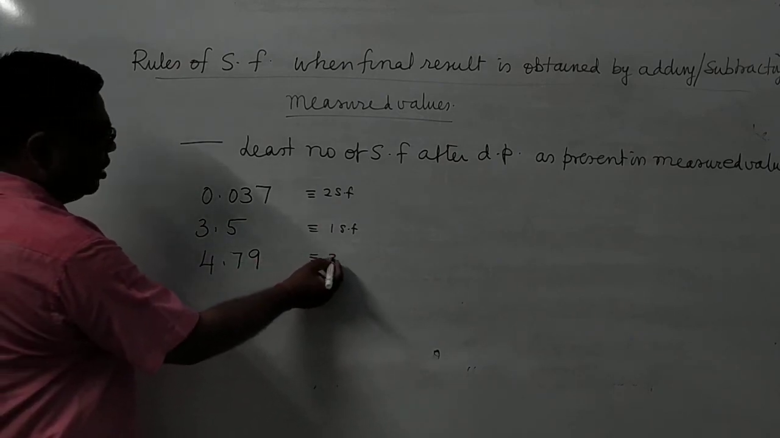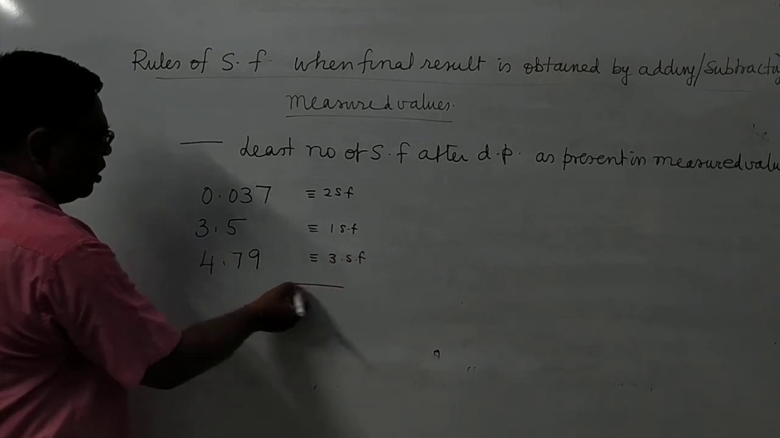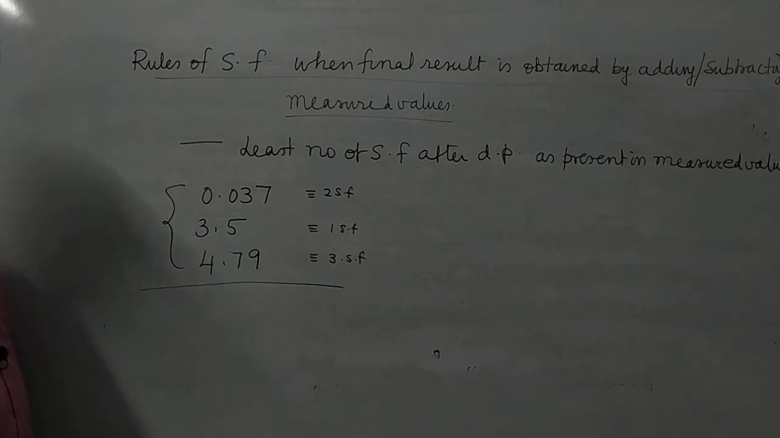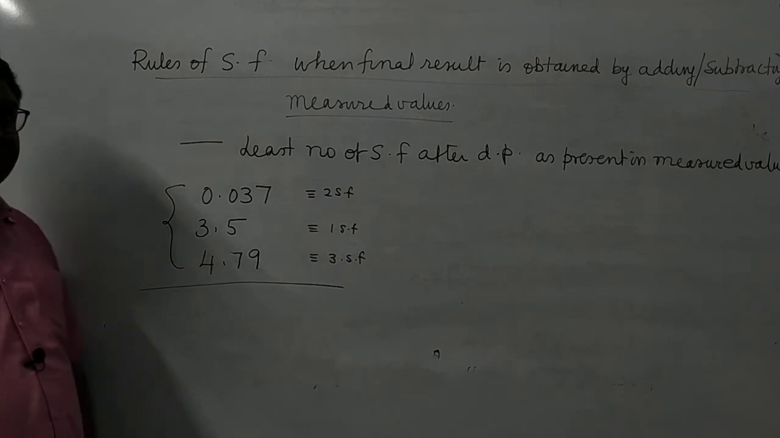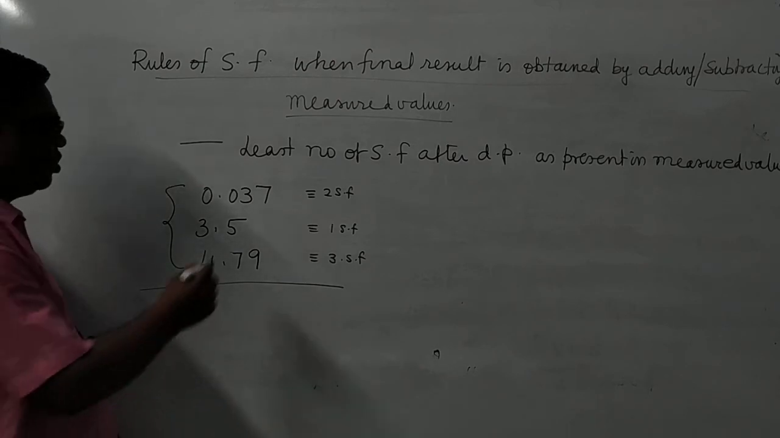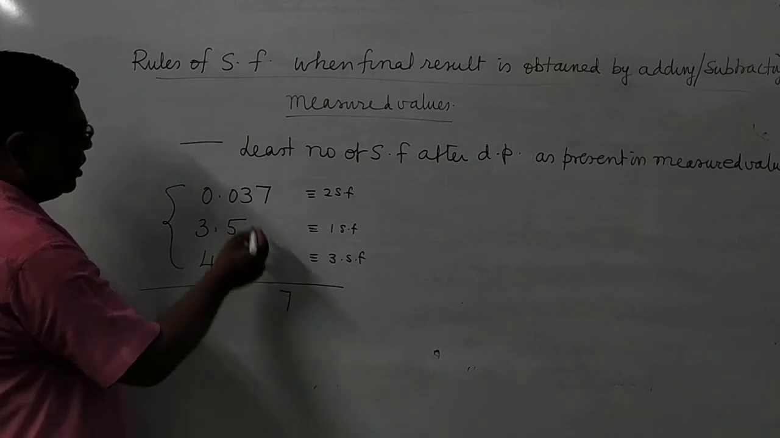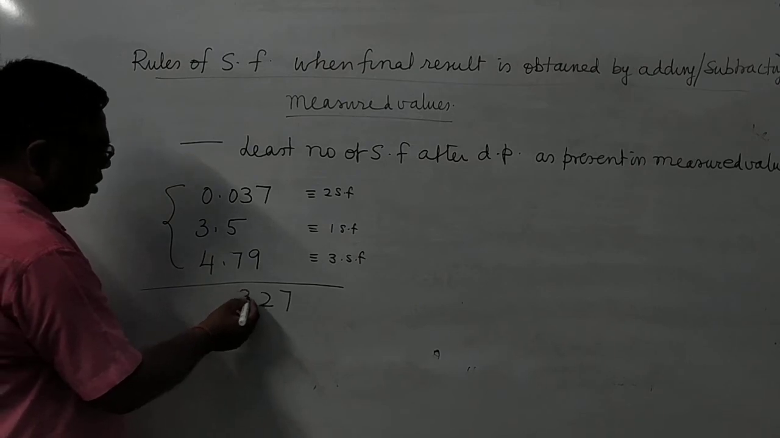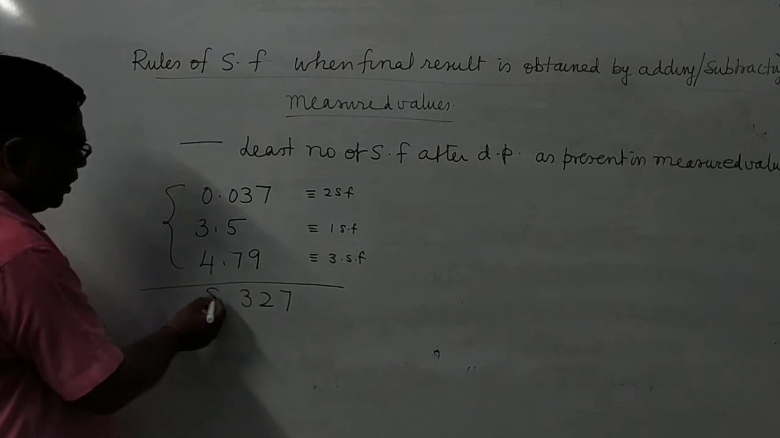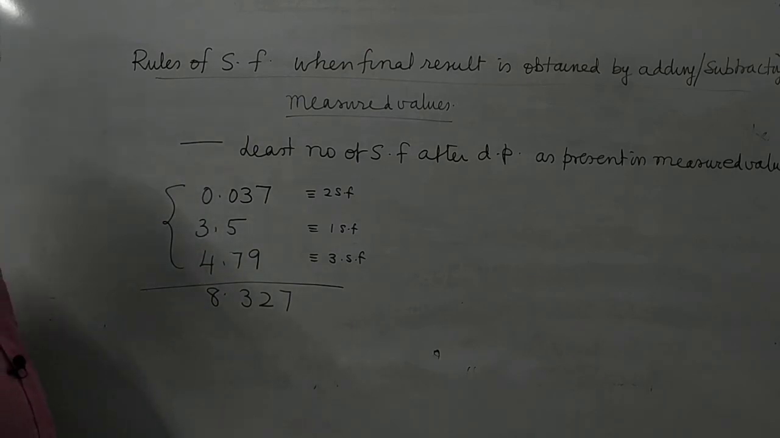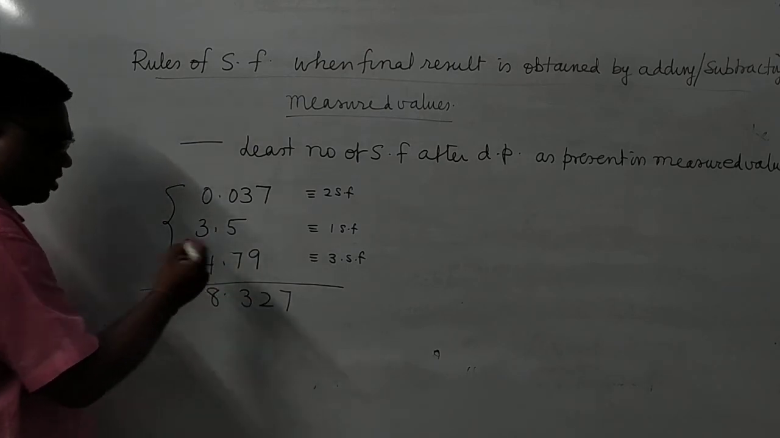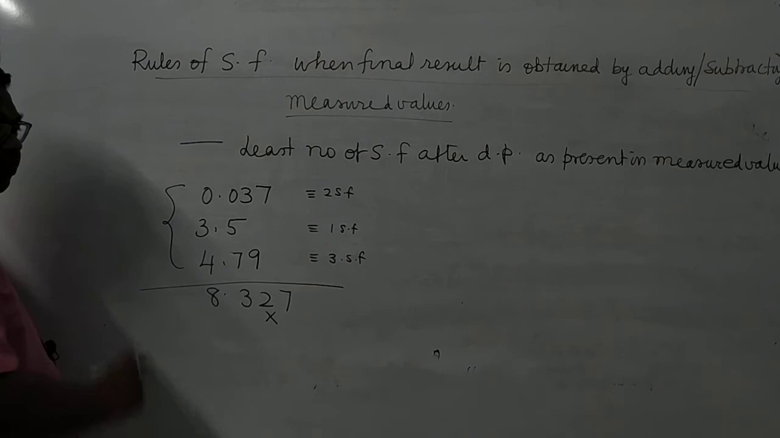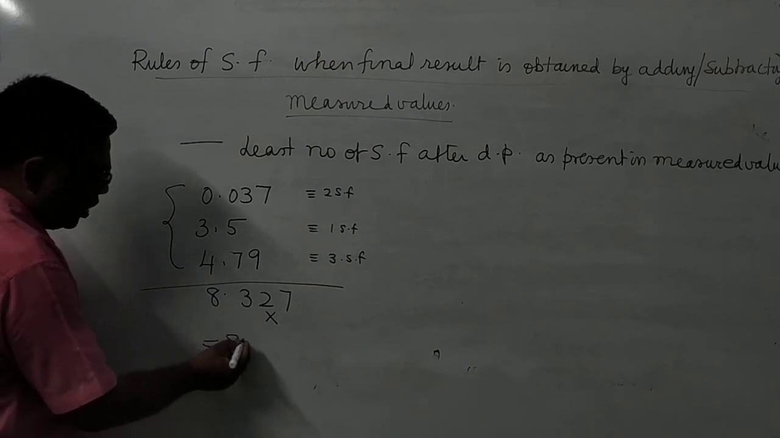And here there are how many? Three significant figures after the decimal point. So suppose all three have been added. First you add them. In the final result, how many significant figures will you keep after the decimal point? Only one. So when you add, you get 8.327. But you will keep only one significant figure after the decimal point. So the digit to be dropped is this, because you have to keep only one. So it will be 8.3.